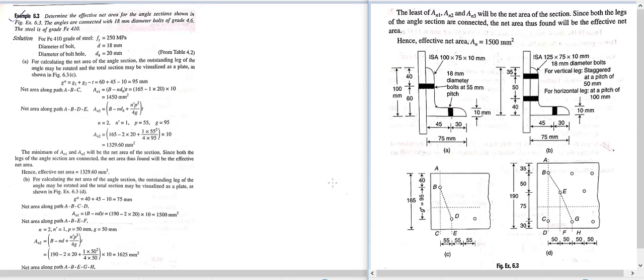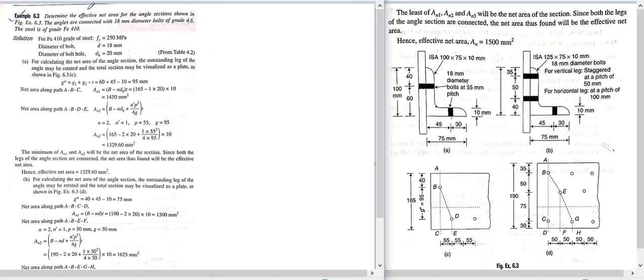Hello everyone. So this is the third numerical from tension member. Before solving this numerical, try to understand the question, what it is asked. Determine the net effective area, determine the net area for the angle section shown in figure 6.3. The angles are connected with 18 millimeter diameter bolts of grade 4.6. The steel is of grade 410.